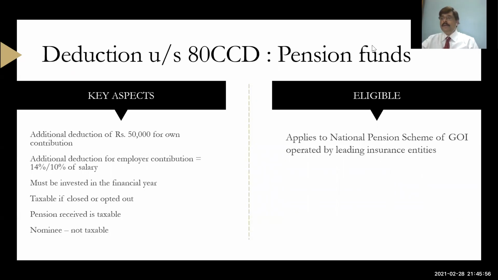There is another scheme called National Pension Scheme, wherein one can make contributions periodically. Contributions made by you up to ₹50,000 in a year are also eligible for deduction. Therefore, both pension fund contribution and 80C, which we saw a while ago, can allow you to reduce your income by about ₹2 lakh.